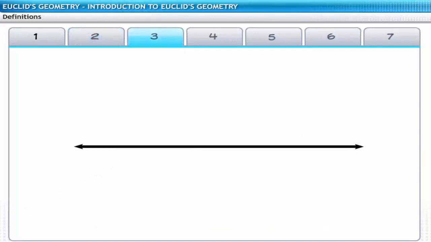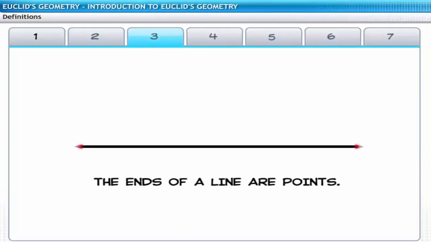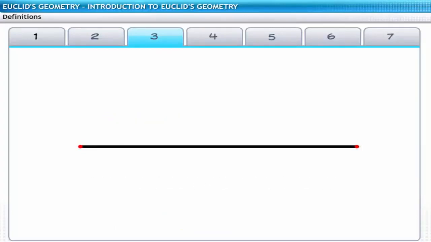The third definition is, the ends of a line are points. Here Euclid talks about a line segment. A line segment has two ends, which in turn are points.